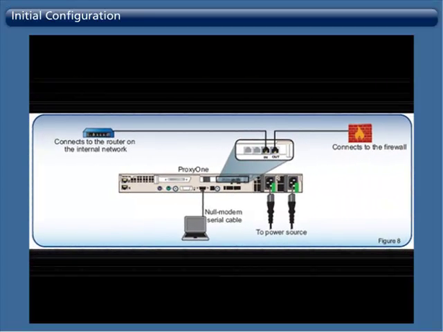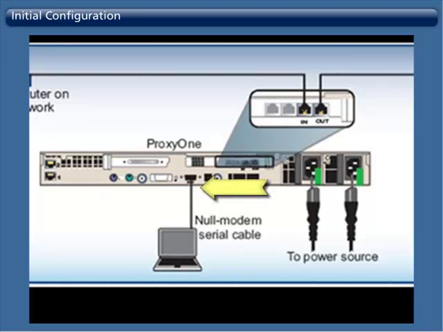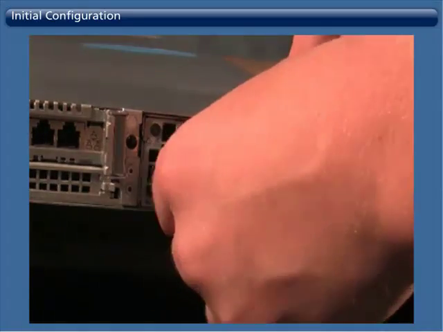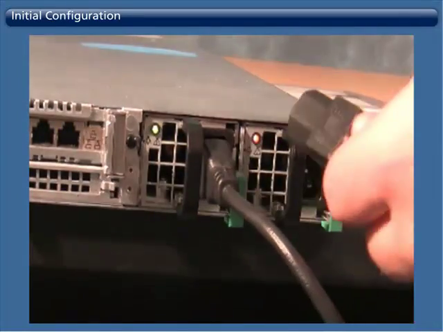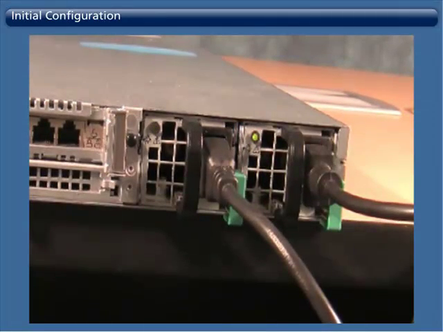network. Note: to prevent connectivity issues, use a crossover cable to connect the ProxyOne appliance to the router. Use a patch cable if you are using a switch. Connect the null modem serial cable between the ProxyOne and a PC or a serial terminal in order to complete the initial configuration. Now, connect the two enclosed power cords into the power supply units on the back of the ProxyOne and plug both cords into a power source.